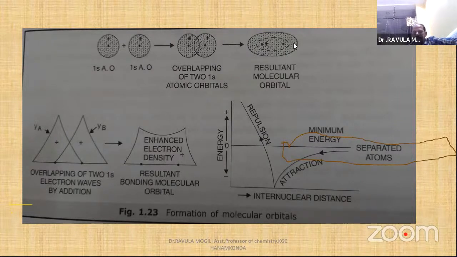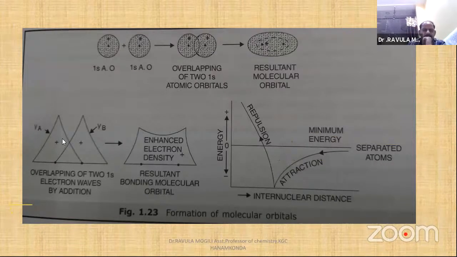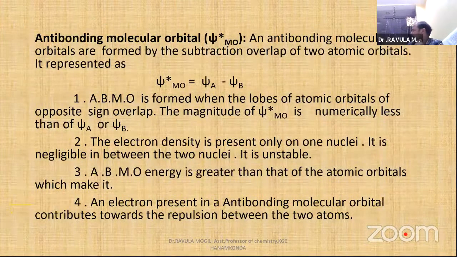It is very, very important. This is psi A, this is psi B. When these two atomic orbitals combine, the electron density is enhanced. How much electron density is enhanced? By 2 psi A psi B. So this is regarding the bonding molecular orbital.